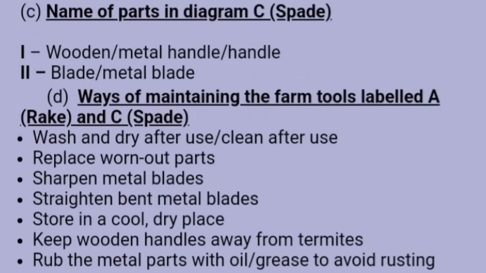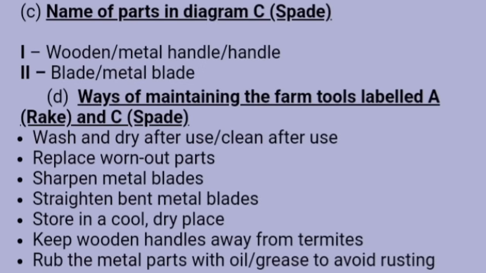And how do you maintain spade? Wash and dry after use, so clean after use. Replace worn out parts. Sharpen metal blades, okay? Then straighten bent metal blades. As you're hitting it in the ground, working, the blade can bend. Straighten it back before you store it, and store it in a cool and dry place. Keep the wooden handles away from termites. They eat it up, you don't have what to hold. And then rub the metal parts with oil or grease to avoid rusting. All right, that's how to maintain specimen F.